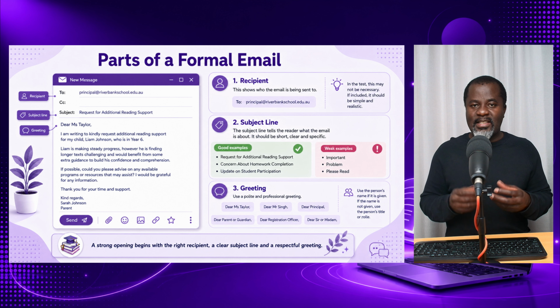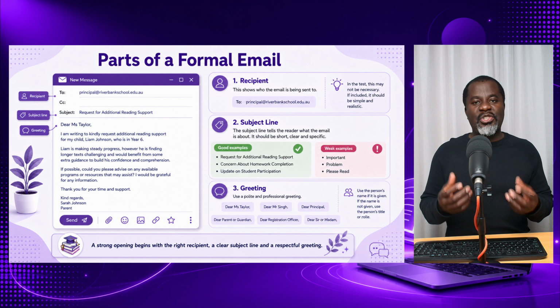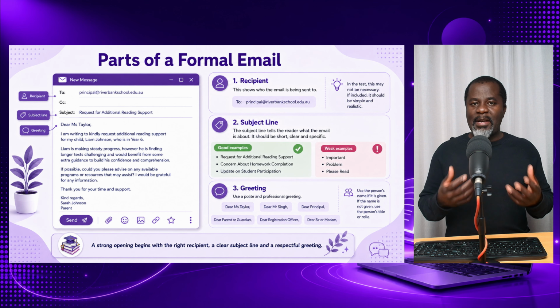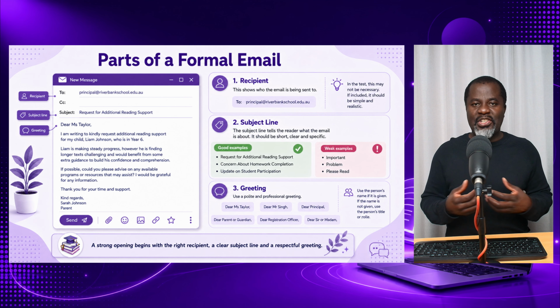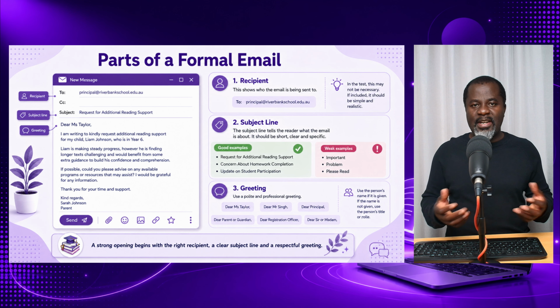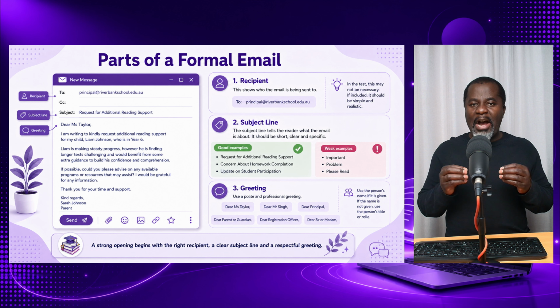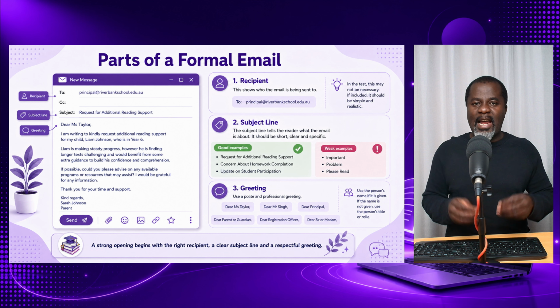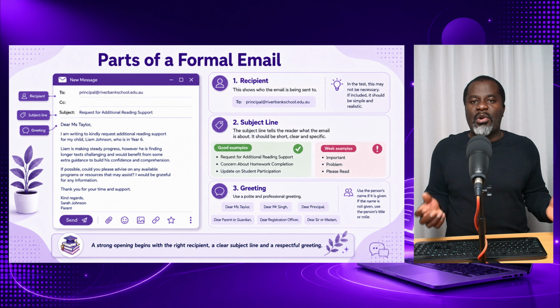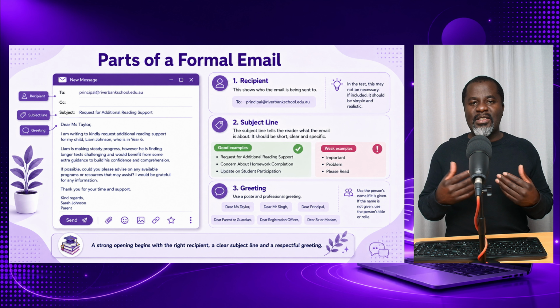The next thing is the subject line. The subject line tells the reader what the email is about. A good subject line is short, clear, and specific. Examples include: request for additional reading support, concern about homework completion, update on student participation, request for class excursion, response to parent concern. Avoid vague subject lines such as important, problem, please read, about student. Avoid those.